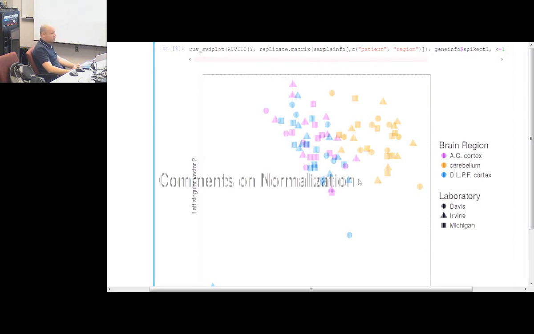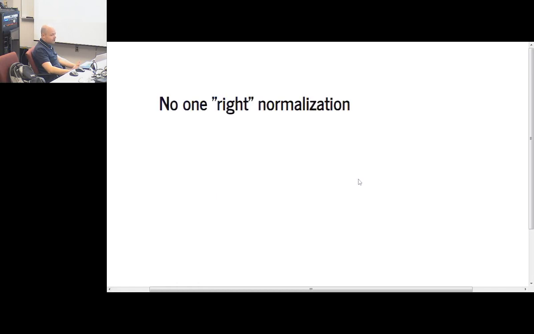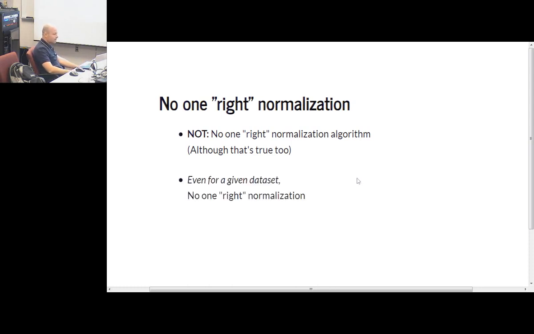Okay, so before I get into the details, I want to make some high level comments on normalization. The first comment I want to make is that, at least in my view, there is no one right normalization. And what I'm not saying by this is I'm not saying just that there's no one right normalization algorithm, although I think that's true also. I'm making an even stronger statement that even for a given data set, there is no one right normalization.